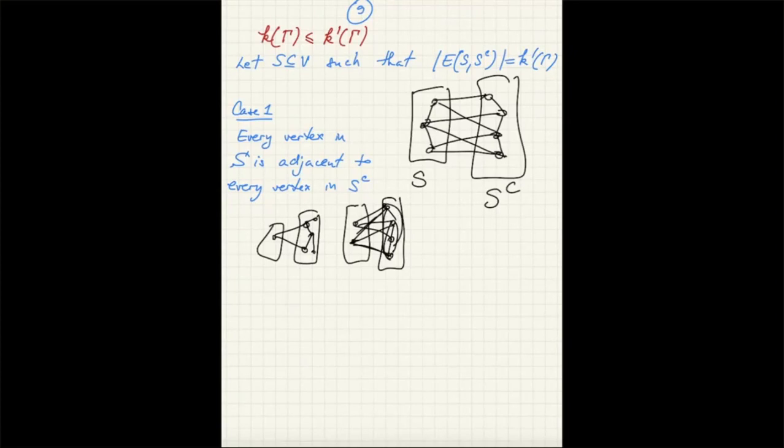So in that case, K prime of gamma equals the cardinality of S times the cardinality of S complement, which is a large number. It's the cardinality of S times n minus the cardinality of S. And when is this minimized? This is minimized when S has cardinality 1.